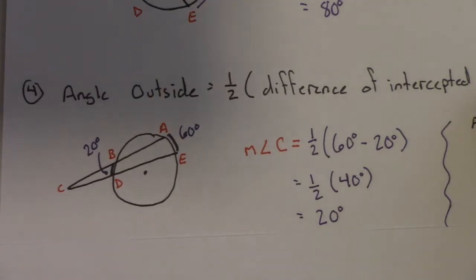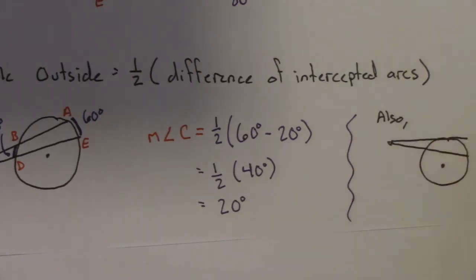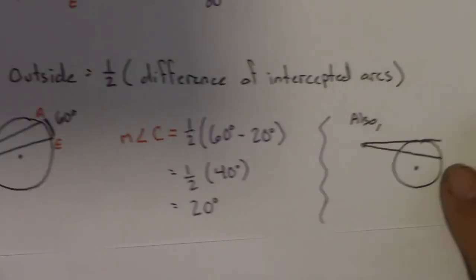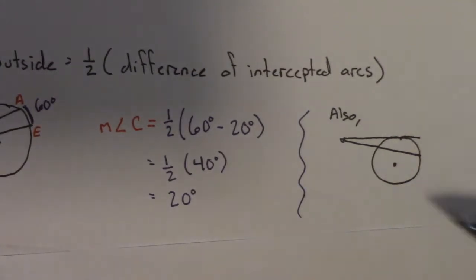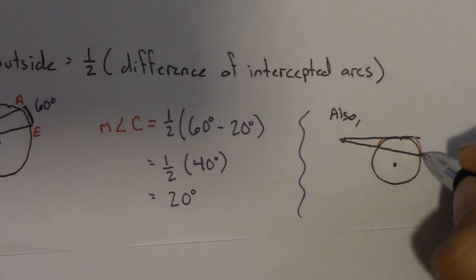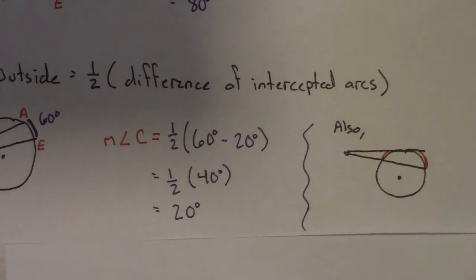Okay? Now I just want to follow up and say that if we look at this relationship, that's also going to follow if I have a secant and a tangent. I still have a small arc and a big arc, and I can still do 1/2 big minus small, so that angle relationship holds.